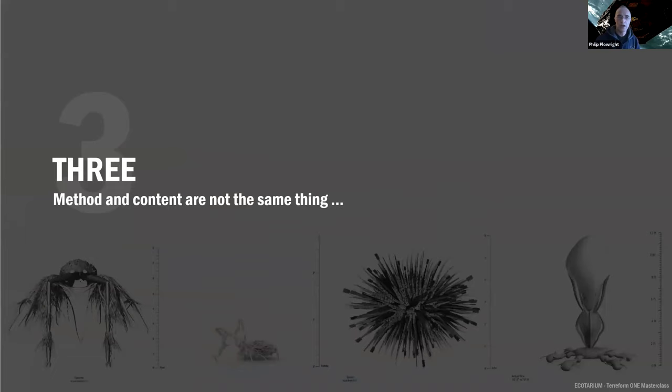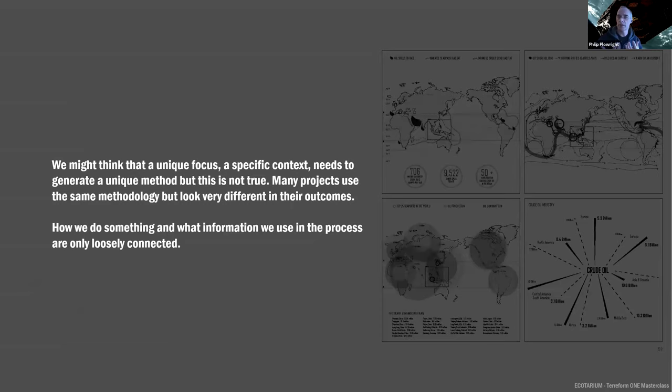Third idea, meaning and content are not the same thing. And I've been talking about both meaning and methodology up to this point, but a design method and the type of content that goes into a design method are actually separate. Certain methods will allow us to do certain things. There's a bias within methods, but I can use the same method, change the information in that method, and I will get radically different projects.